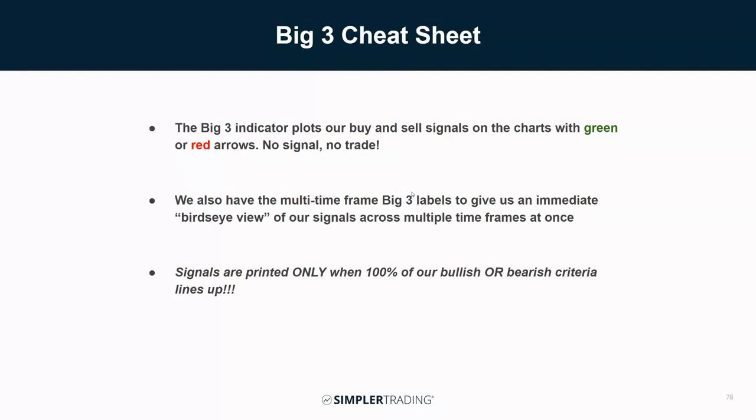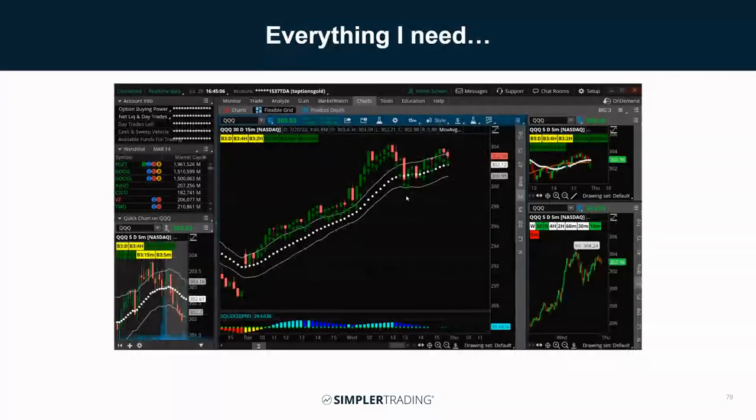But then we also have the multi-time frame labels. That gives us a bird's eye view of all of our signals across multiple time frames. And keep in mind, the label will coincide with the arrow on the chart. So if none of the labels are lighting up with a buy or a sell signal, you won't have any arrows on the chart. If your 5-minute chart has a green arrow, your 5-minute label will be green as well. But of course, we're only getting these signals when it all lines up.